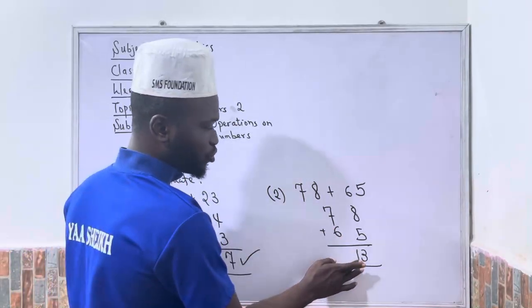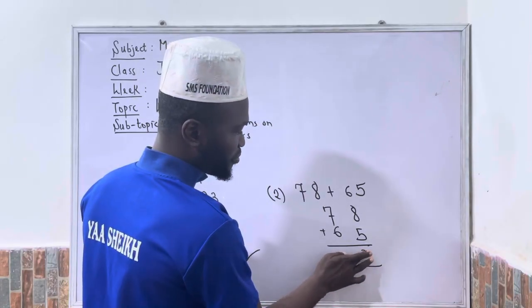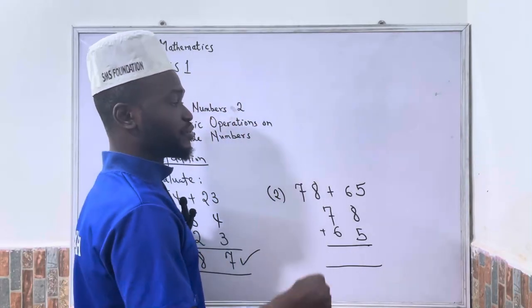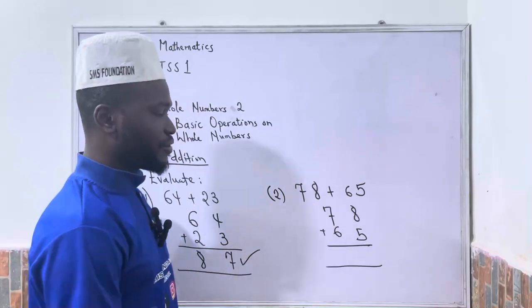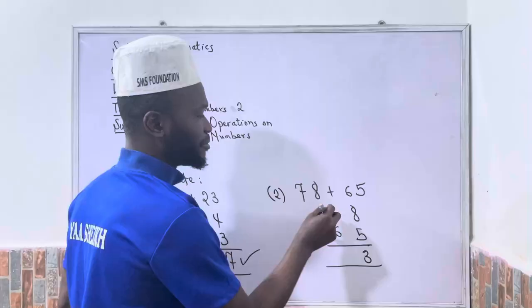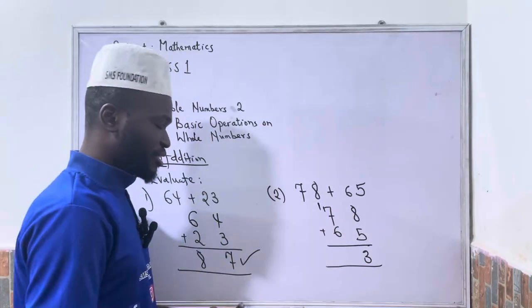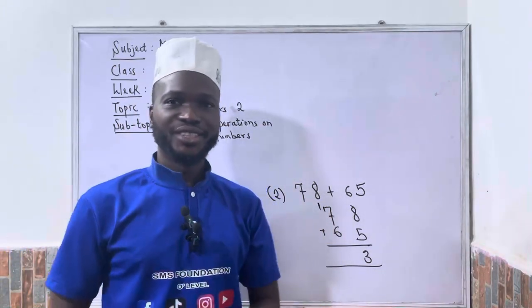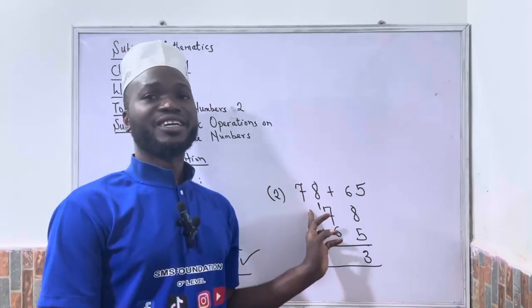So all I need to do is to simply write the last digits. That's why they call it renaming. I'll only write the last digit, which is 3. Then the 1, I'm going to carry it to this place. So what we have actually done is not just writing 3 and carrying 1.